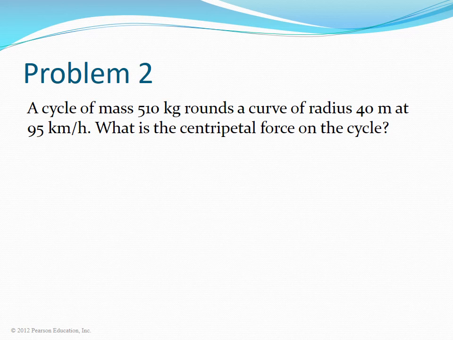A cycle of mass 510 kilograms rounds a curve of radius 40 meters at 95 kilometers per hour. What is the centripetal force on the cycle? Pause the video to work on the problem.